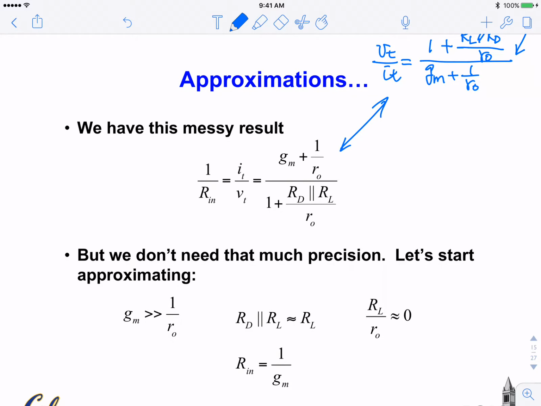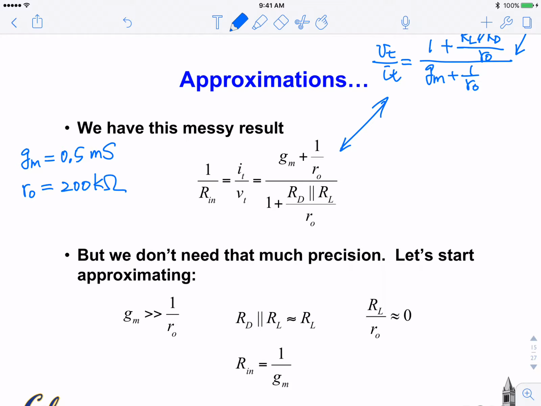So here come the typical orders of magnitude. GM, we haven't said what the typical value for GM is. GM is usually half a millisiemens. Siemens is amps divided by volt. So GM has a unit of amps divided by volt. Milli means 10 to the minus 3. Okay, typical number. R0, we said, is typically about 200 kilo ohm.